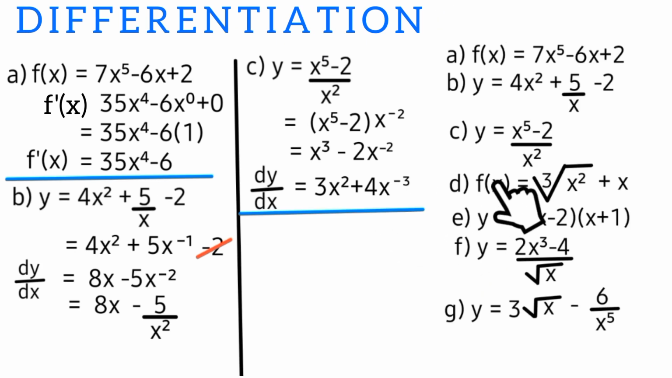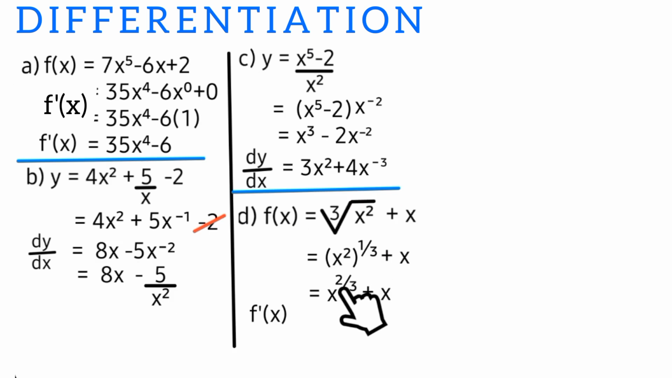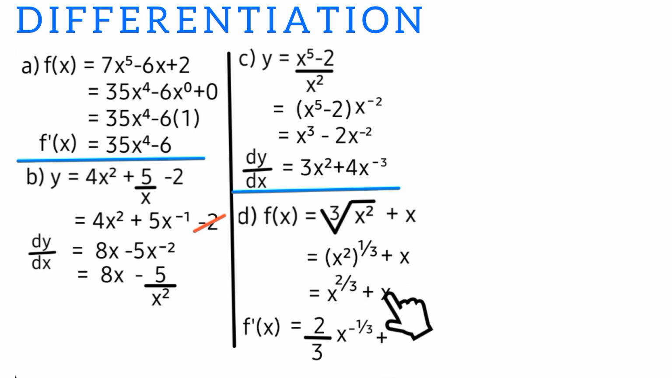Now let's proceed to question D. Cube root of x squared means x squared to the power of 1 over 3. Then plus x. x to the power of 2 times 1 over 3 plus x. So differentiating this, we have 2 over 3 x, 2 over 3 minus 1, plus differentiating x gives 1.